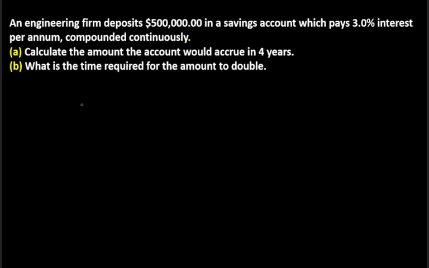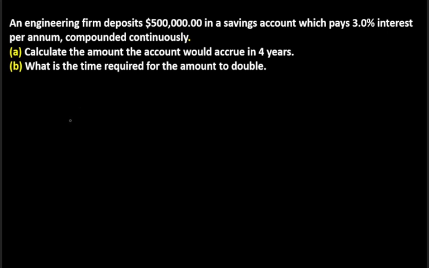This question reads, an engineering firm deposits $500,000 in a savings account which pays 3% interest per annum, compounded continuously. Calculate the amount the account would accrue in 4 years. What is the time required for the amount to double?